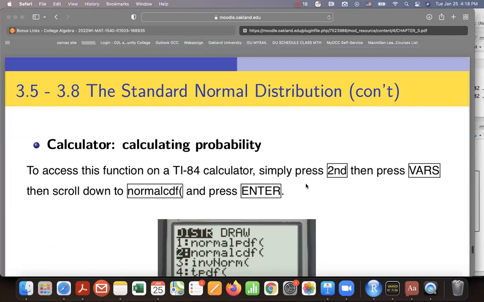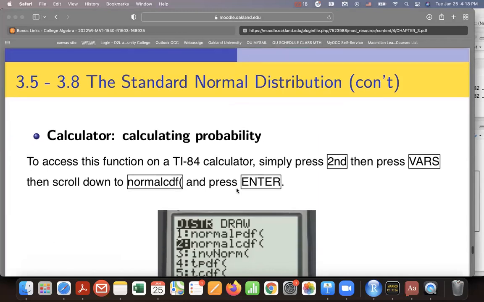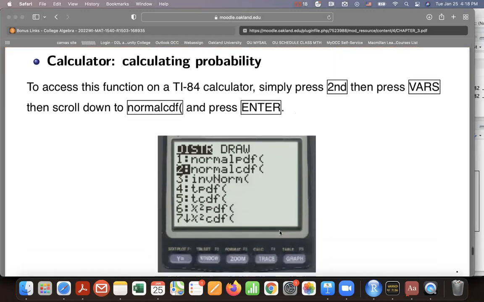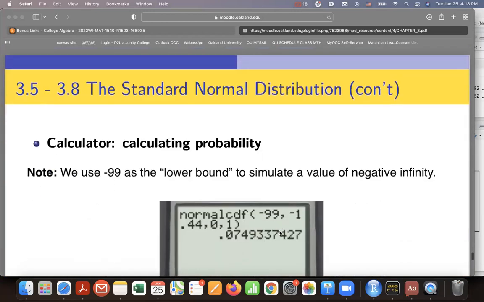All right, so the first step is calculating probability. What you're gonna do is press second and vars. The vars button is right below the arrow down button. Second vars, and it gets you to distribution. Remember the DISTR, the blue letter on top of your calculator. From there, you're gonna choose normal CDF, cumulative density function. Cumulative, you want normal CDF, and press enter. After you press enter, you're gonna see something like this.